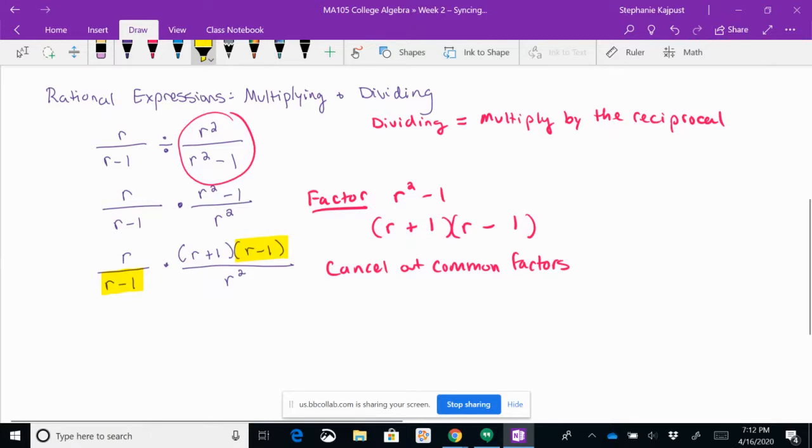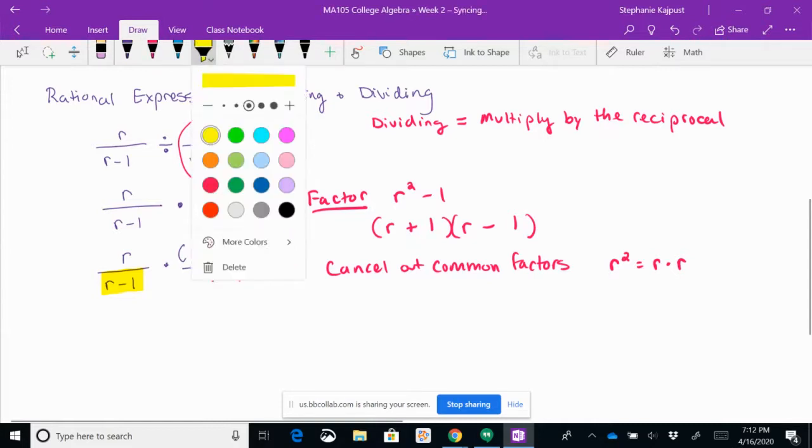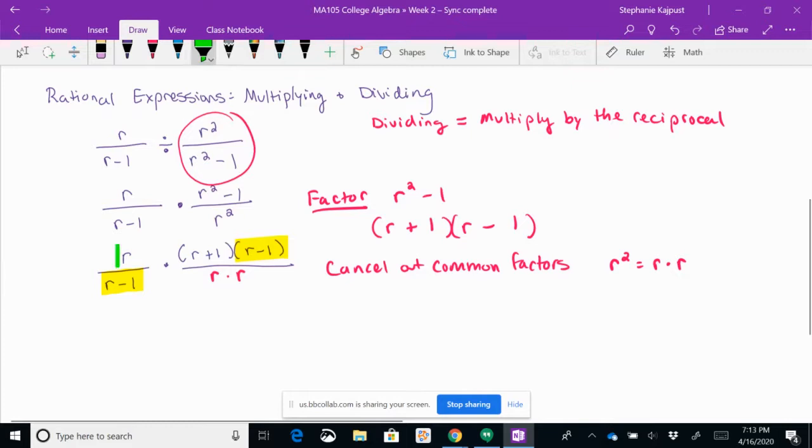The other thing we can do is we have an r on top and an r squared on the bottom. So r squared is equal to r times r. So if you want, you could write that r squared is r times r. And then you can see that then we can cancel out an r because we have one on the top and the bottom.